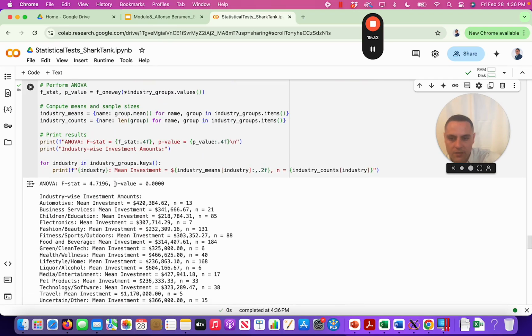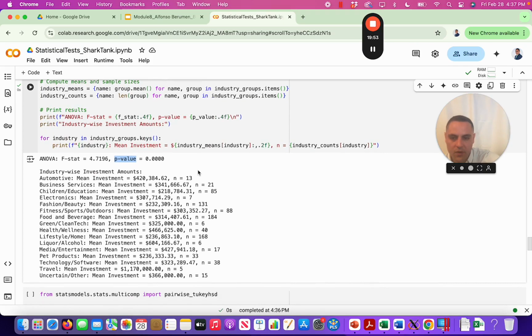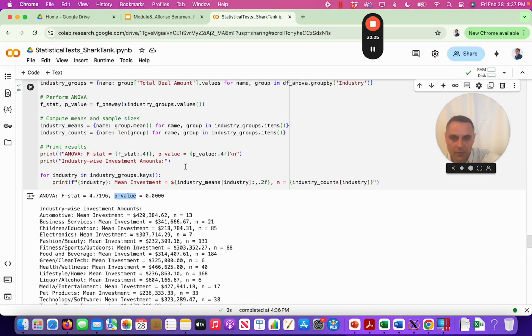And when we look at that p-value there, and again I mentioned that there's a corresponding stat to each test, in this case it's the F-stat or F-statistic. But if we look at that p-value, it is much lower than 0.05. It's basically 0. So that would suggest to us that there are differences across industries in terms of the deal amount, right, or investment amount.